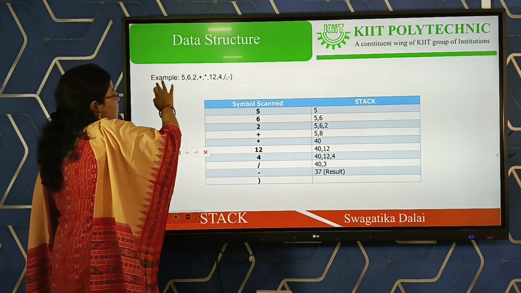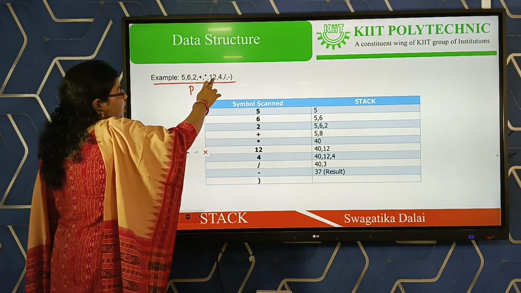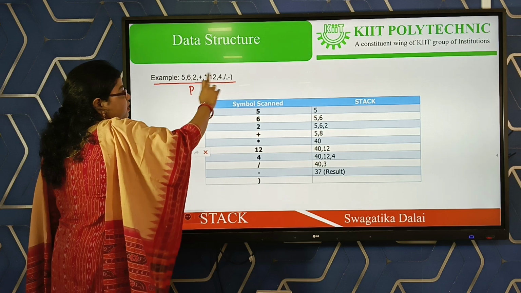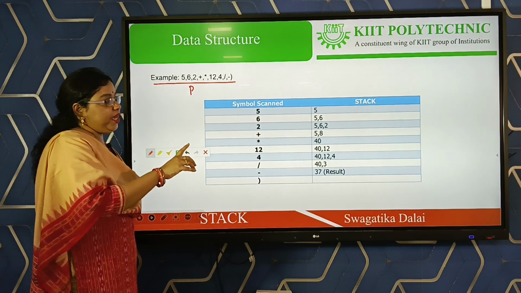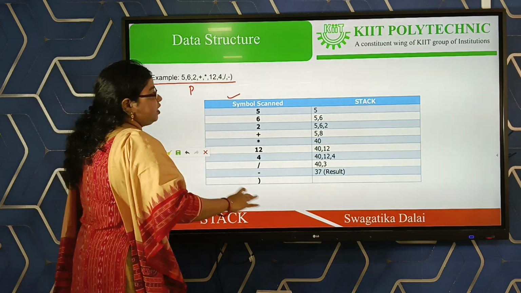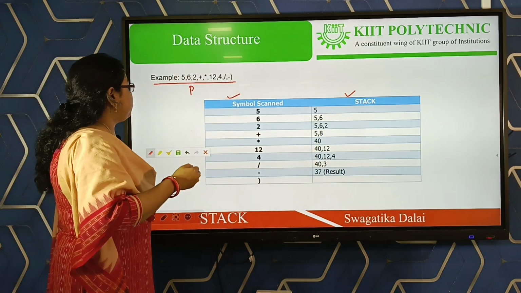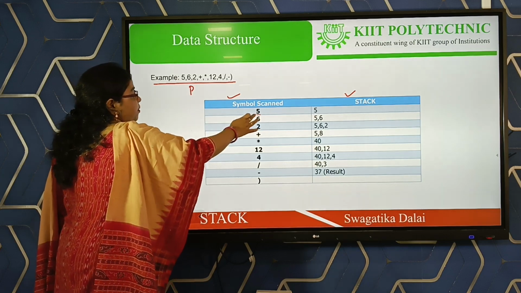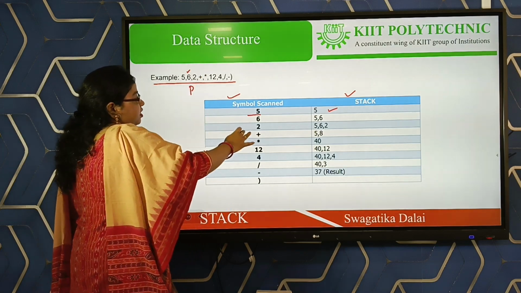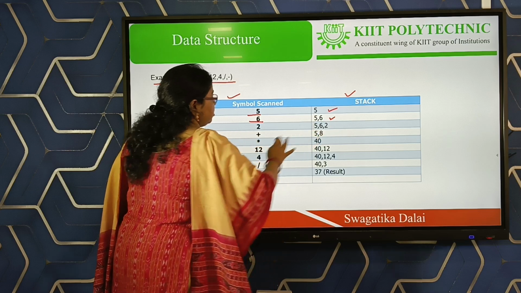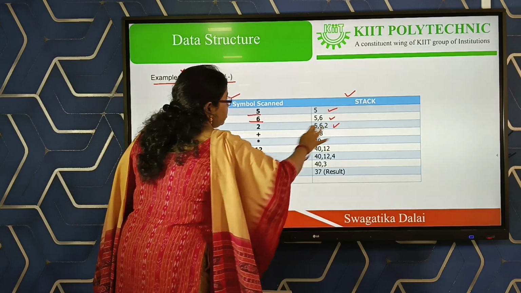Here you can see the postfix expression is 5, 6, 2, plus, into, 12, 4, division symbol, then minus. To evaluate the postfix expression, I have to make two columns. The first column is symbol scanned and the second column is stack. We scan the symbols from left to right. The first symbol is 5, an operand, so put it on the stack. Next is 6, an operand, put it on the stack. Next symbol is 2, an operand, put it on the stack.